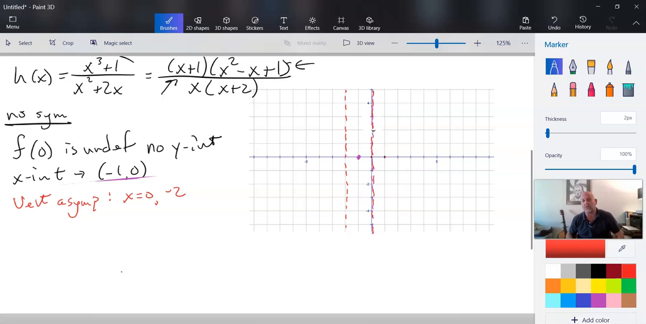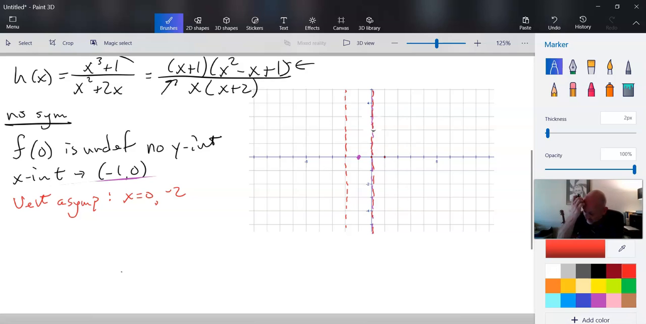Now, horizontal or slant asymptotes, right? That depends on the degree. So when the degree of the bottom is bigger, you have a horizontal asymptote at 0. When they're the same degree, it's the ratio of the leading coefficients. And now this one exceeds the numerator by exactly 1, which means we have a slant asymptote. So we need to do the division.